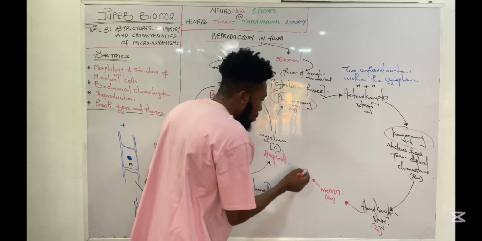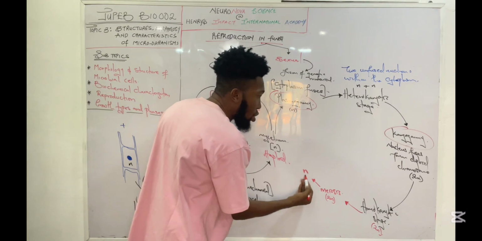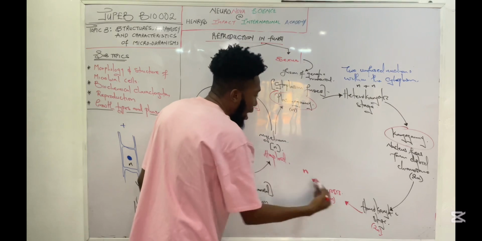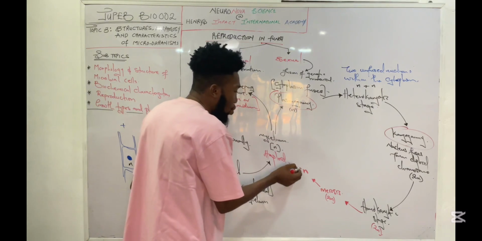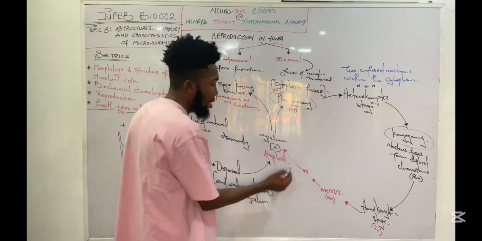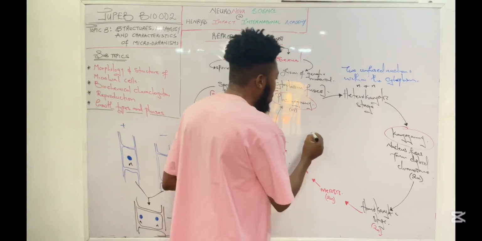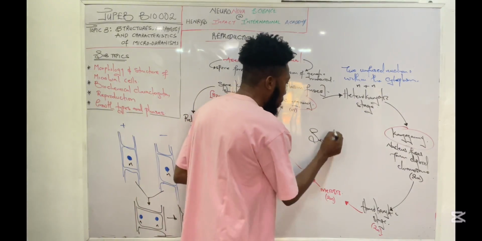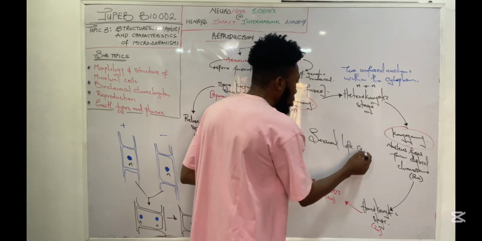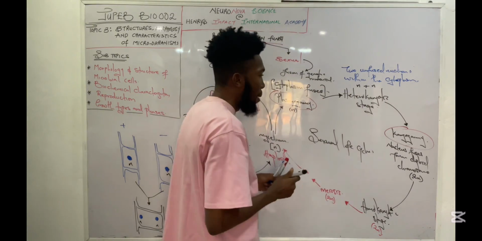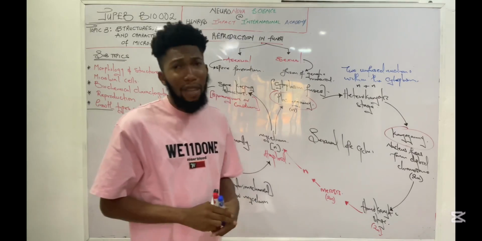So it is this N stage of this fungi life cycle that will develop back into the what? Mycelium. You can see the mycelium that is N. So this describes the sexual life cycle of your fungi. It's very, very, very easy.